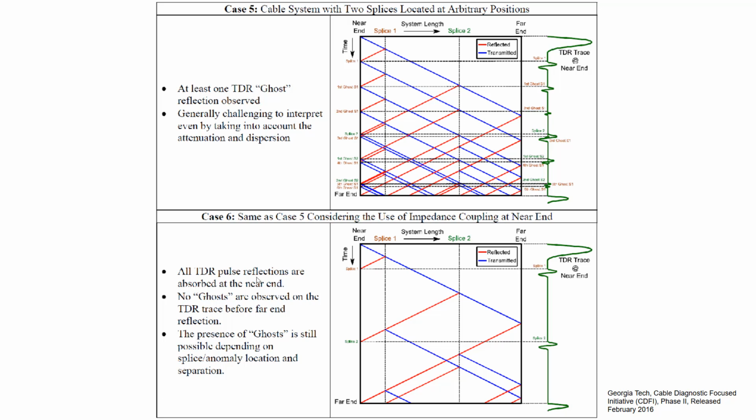Then case 5, considering use of impedance coupling at the near end. So what can be done? This is one of the solutions. We stop the reflections at the near end by using impedance coupling, which means we use a matching impedance here, so that there will be no reflections here. So at the near end you can stop the reflections, so that there will be no multiple reflections.